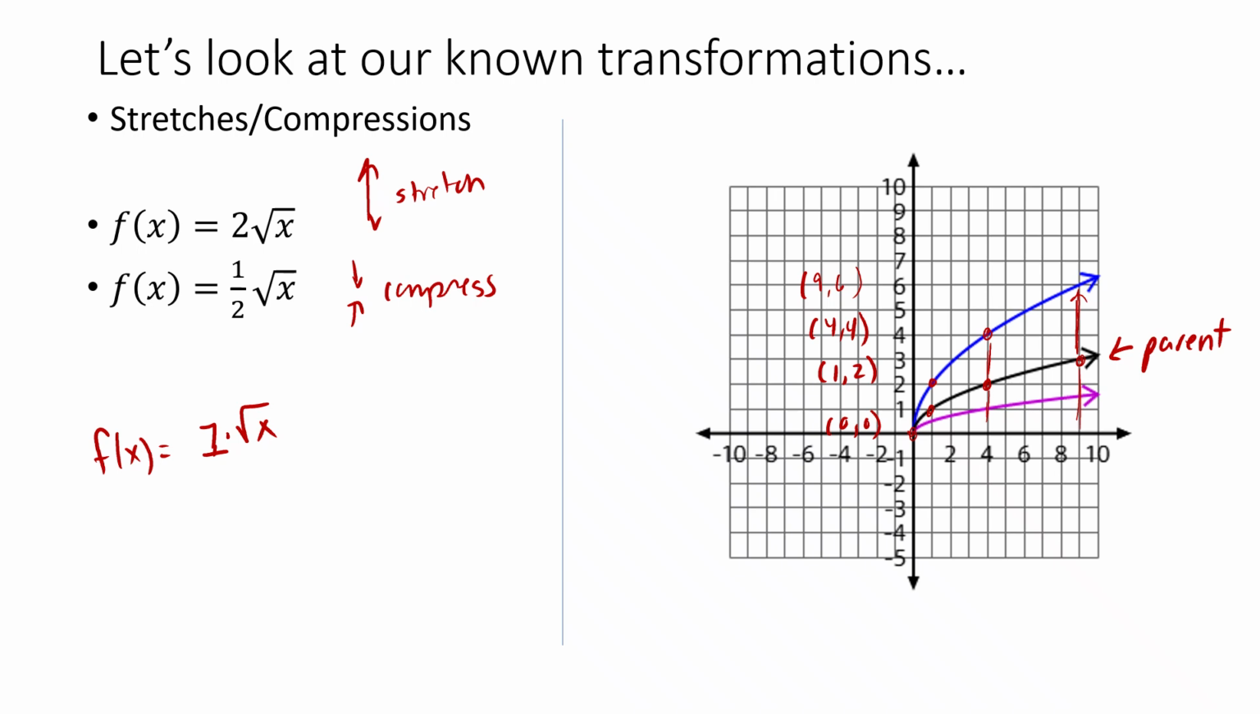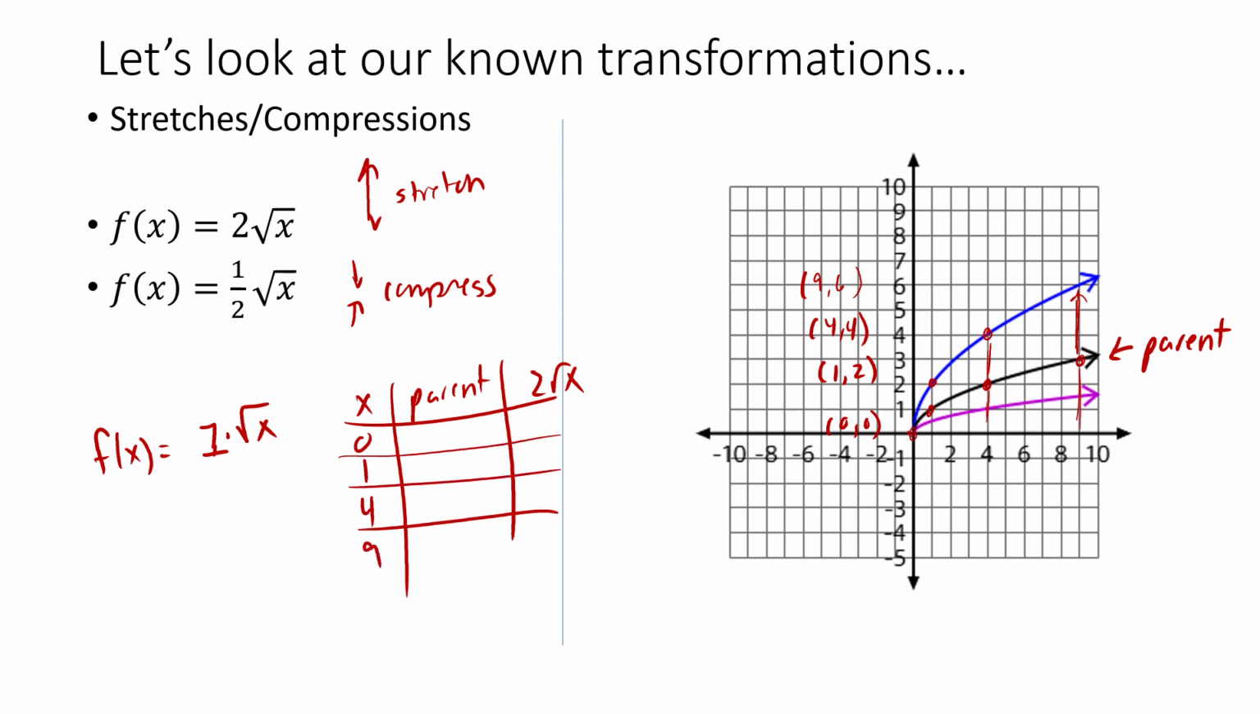So what you can see from the ordered pairs, if I come over here and we look at the parent and then we look at the new one, if we have x values 0, 1, 4, 9, the original y values were 0, 1, 2, 3. The doubled one goes 0, 2, 4, 6. And so you can see, yes, we're multiplying it by 2 and we're stretching it out.